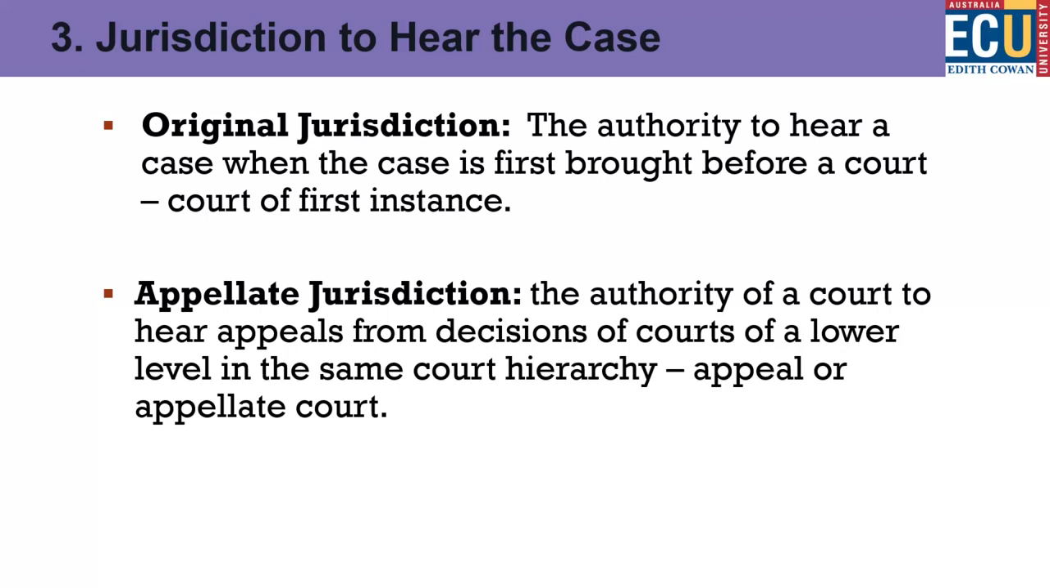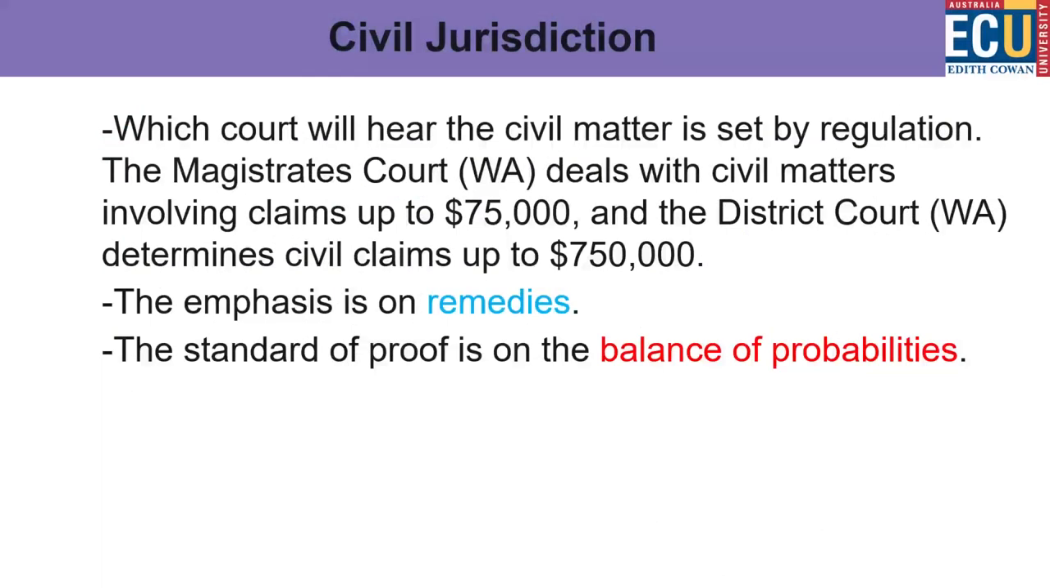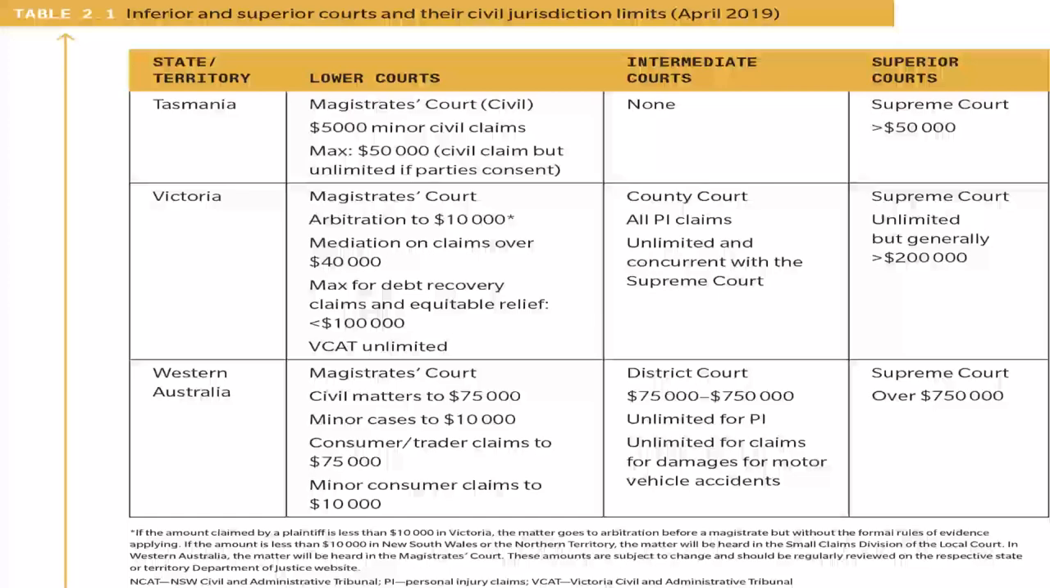Then the jurisdiction can be classified into two categories. The first one is the original jurisdiction. When a court has the original jurisdiction, that means they can hear the case first. The legislation again outlines which court will hear which case first. Let us go back to this table. Tell me, if we are dealing with a civil case where the claim is up to $40,000, which court will have the original jurisdiction in Western Australia to hear that civil case?